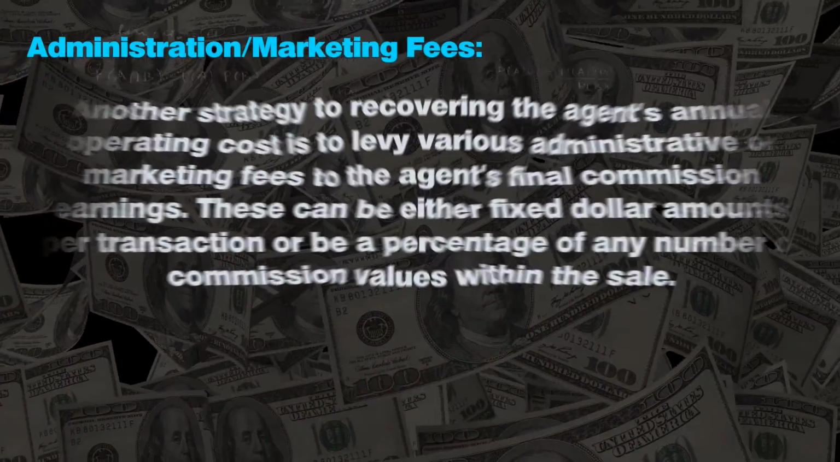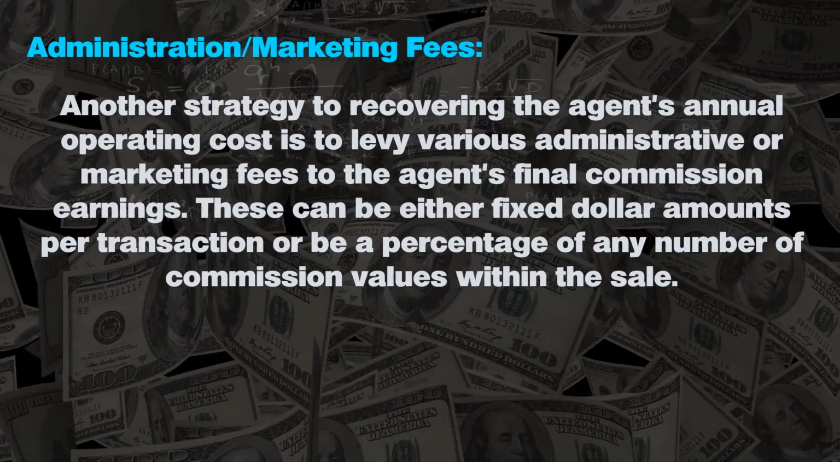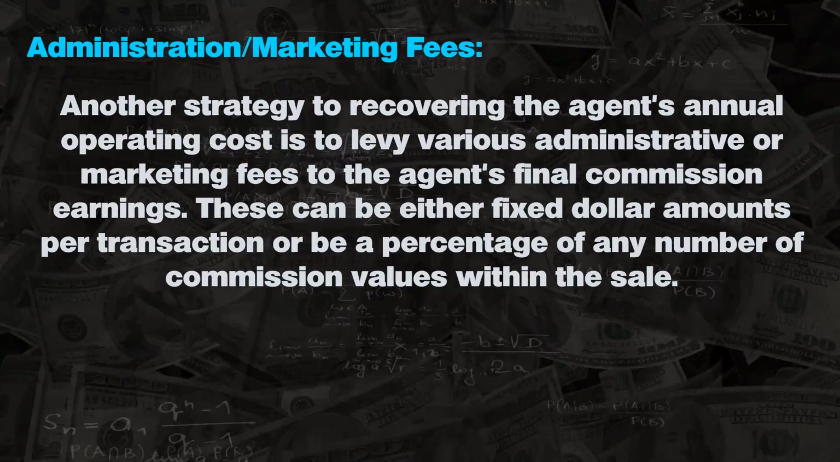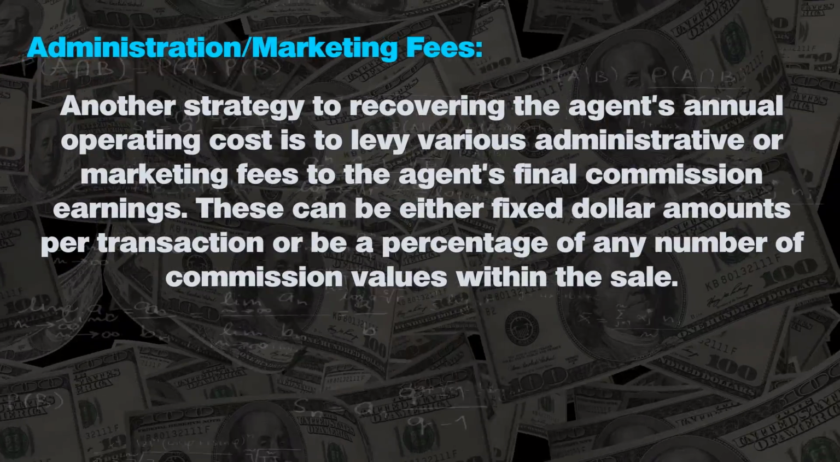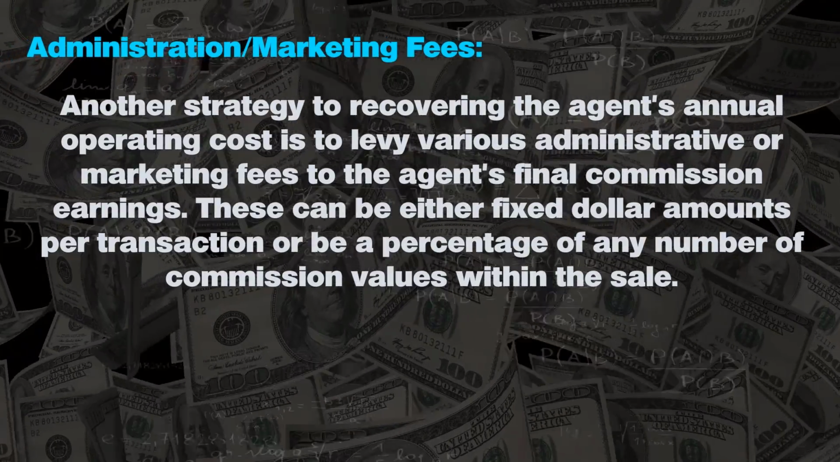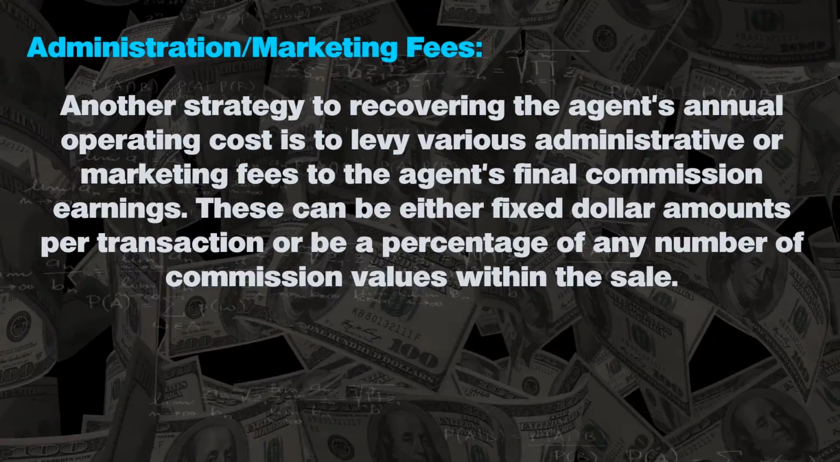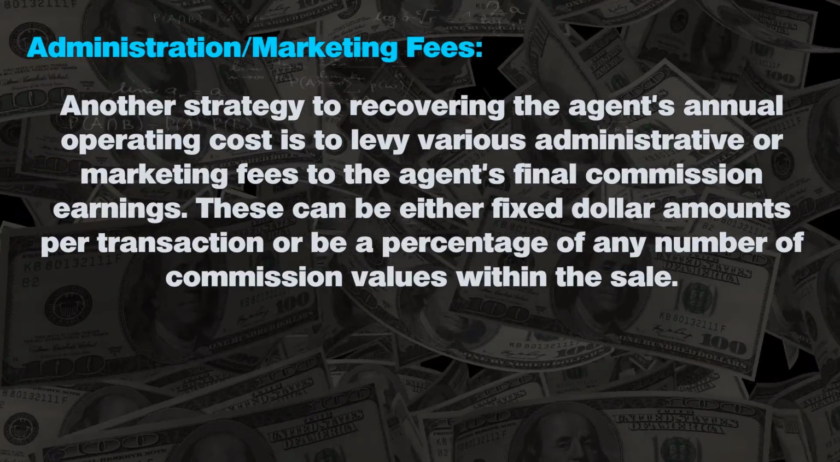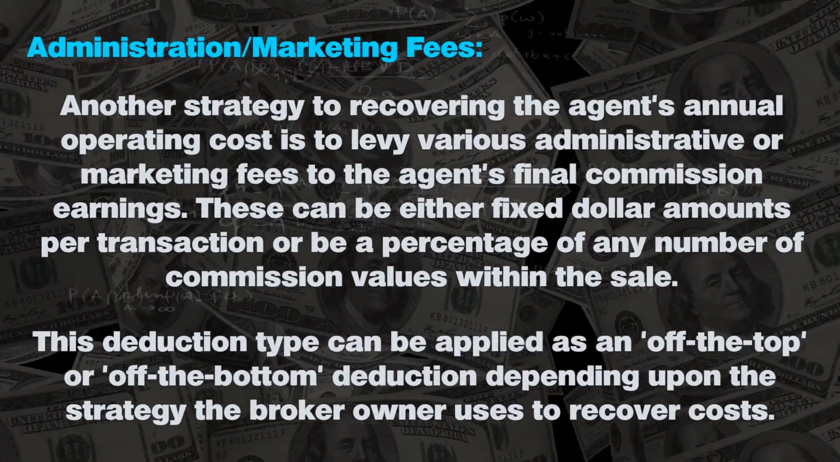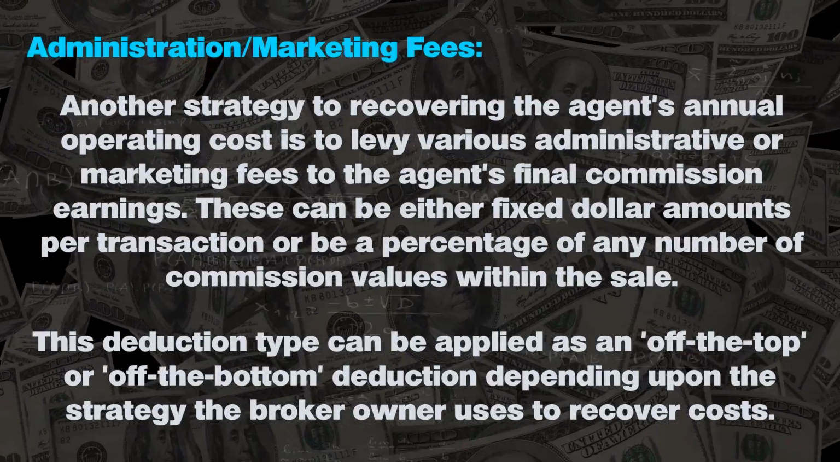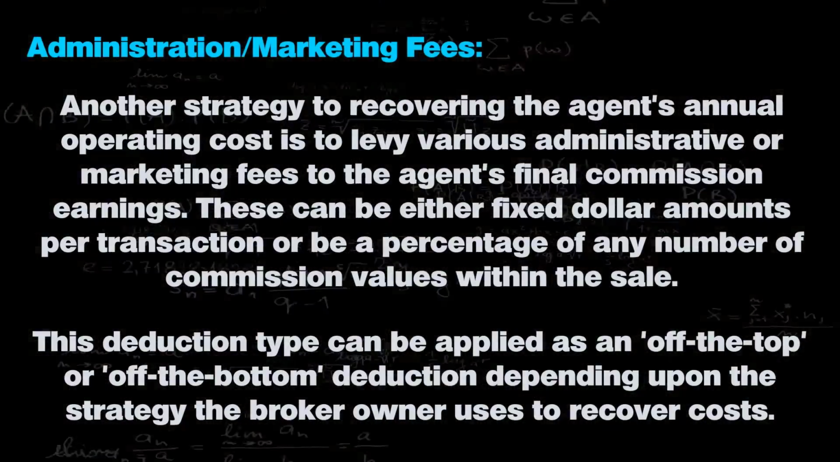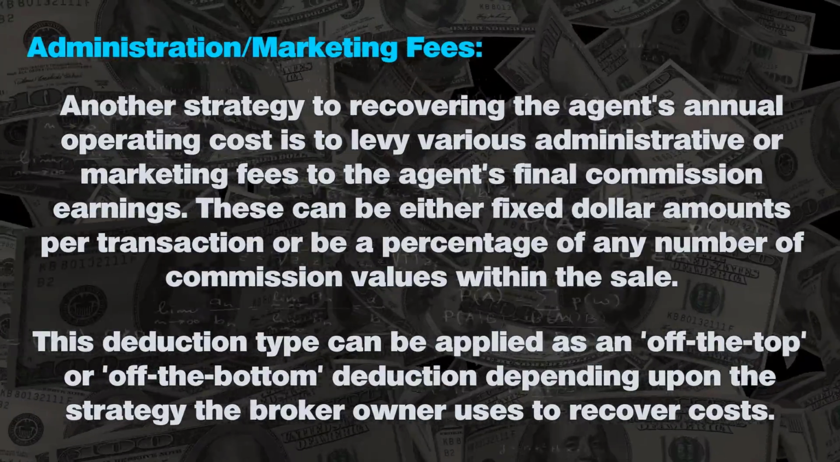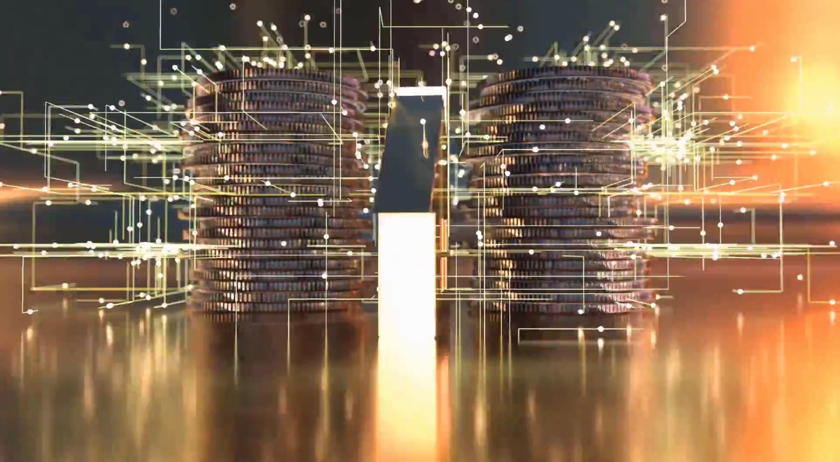Administrative marketing fees. Another strategy to recovering an agent's annual operating cost is to levy various administrative or marketing fees to the agent's final commission earnings. These can be either fixed dollar amounts per transaction or be a percentage of any number of the commission values within the sale. This deduction type can be applied as an off-the-top or off-the-bottom deduction depending upon the strategy the broker uses to recover costs.